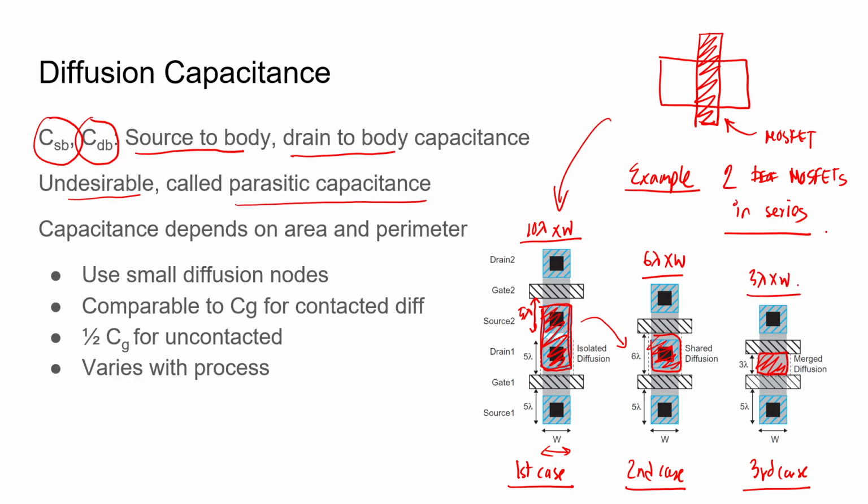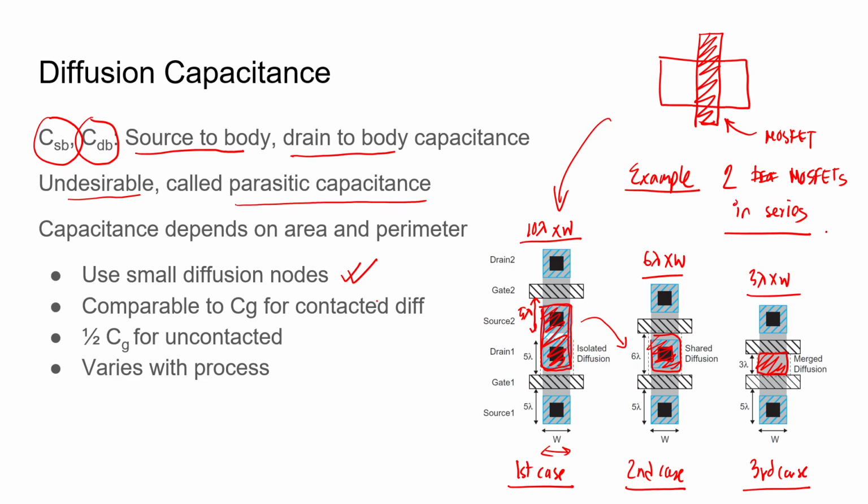So you can see that as we go from left to right, we are decreasing the area of the diffusion layer that exists between the two transistors, and thus we can lower the parasitic capacitance that exists in the diffusion, that is, the diffusion capacitances. So just to recap, we use smaller diffusion nodes, which is explained by the example here on the right.